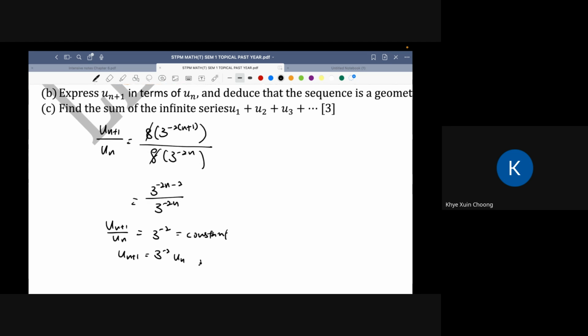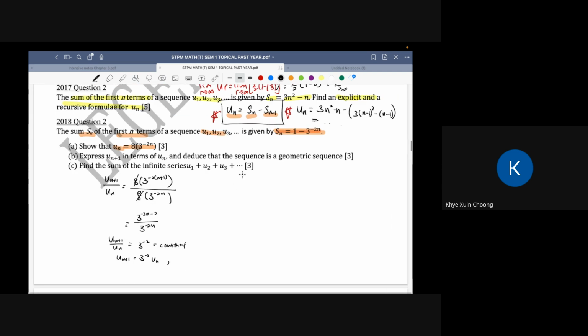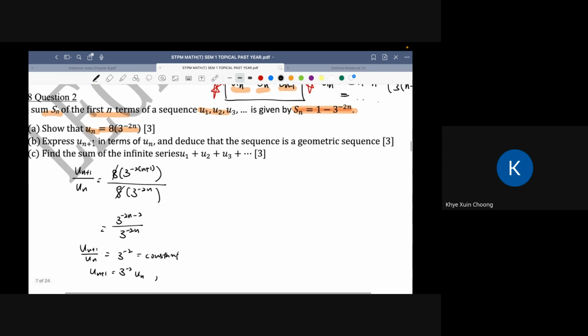recursive formula, you must give it the first term. Okay, you must give it u1. If you didn't give it u1, you didn't get the full marks. Okay, so Un is this. You want to find u1. U1 is actually just 8 times 3 power negative 2 times 1. Okay, you can get this answer. Okay, 8 over 3 square. Okay, 8 over 9. Okay, just give it the first term so that it can proceed to find the next term.